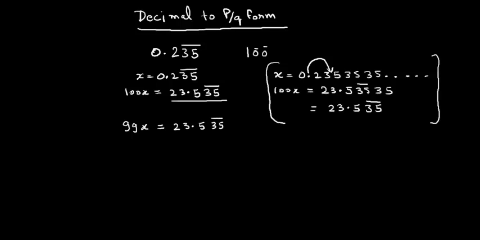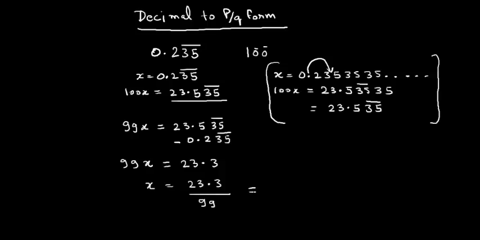23.535 bar minus, we'll write 0.235 bar here, and this number would be 23.3, and this is equal to 99x. X would be 23.3 divided by 99, and we can multiply this by 10 and divide by 10, and what we will get? 233 divided by 990, and this is the P by Q form.